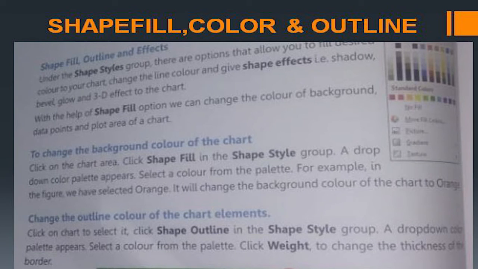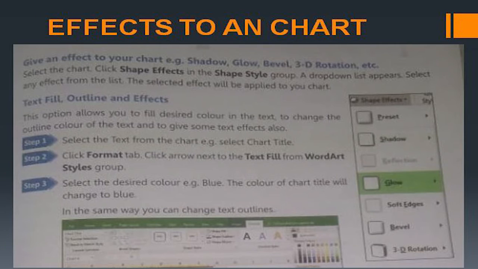Let us have a look at a video on how to give a particular color to the particular charts. Next one is effects for your chart. Select the chart, click on shape. In the shape styles group, a drop-down list will come, and you can give the particular text fill, outline and effects. You can have a look at the steps here.